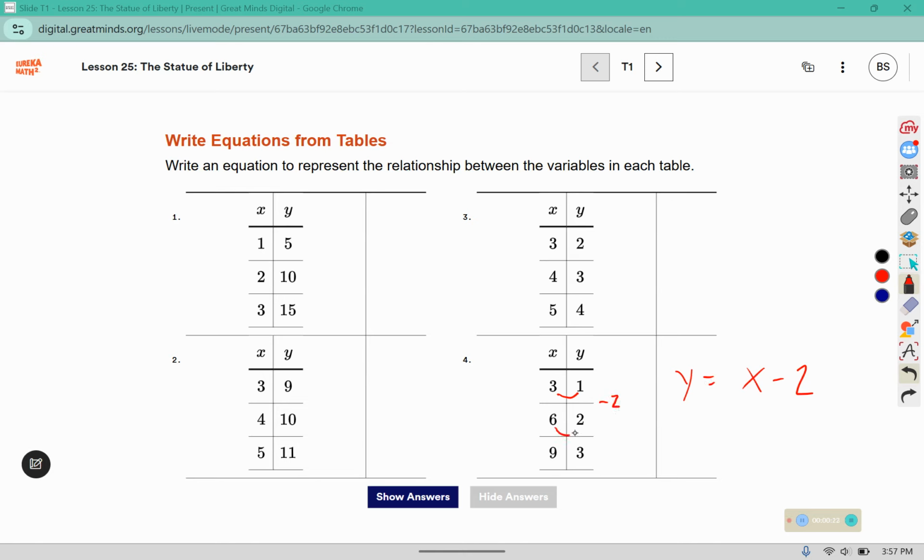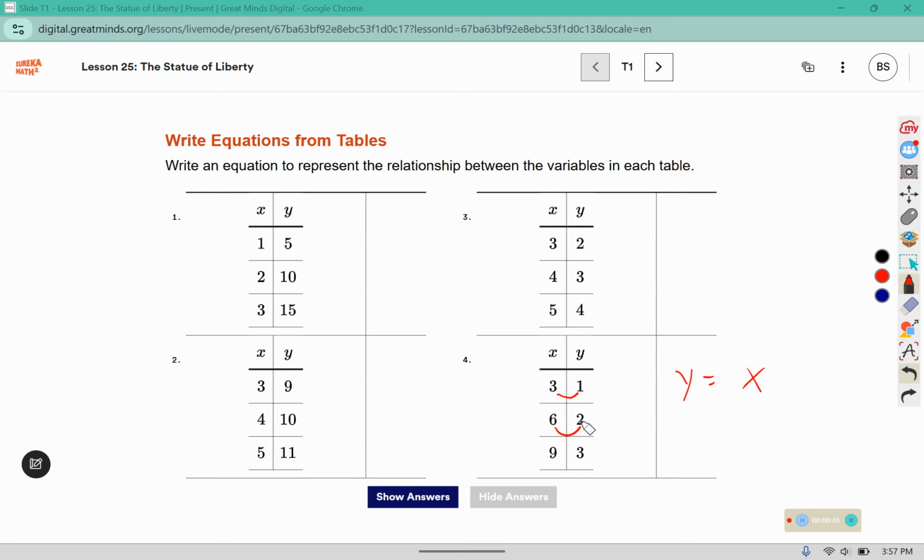For the next one, is 6 minus 2 2? Well, no, 6 minus 2 is 4. So what's another way that we can start with x and get 1, or start with 6 and get 2?